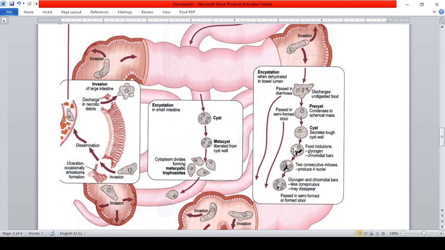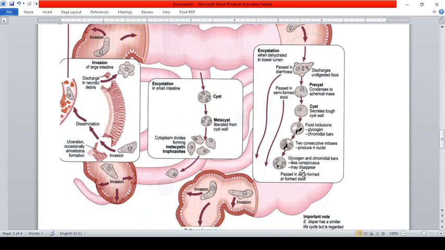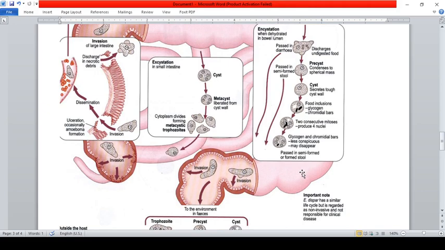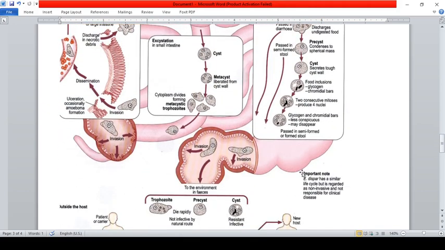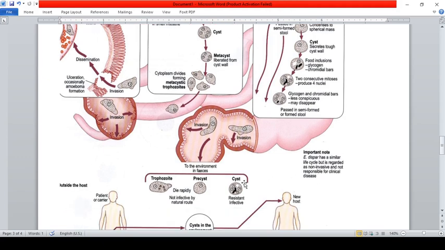It will transform to be in its cyst stage to protect itself from desiccation or drying. Okay, so the important note, again, Entamoeba dispar is morphologically similar with the Entamoeba histolytica. Take note also that the mature cyst, the resistant and infective stage of Entamoeba histolytica, has four nuclei. The trophozoite has only one.